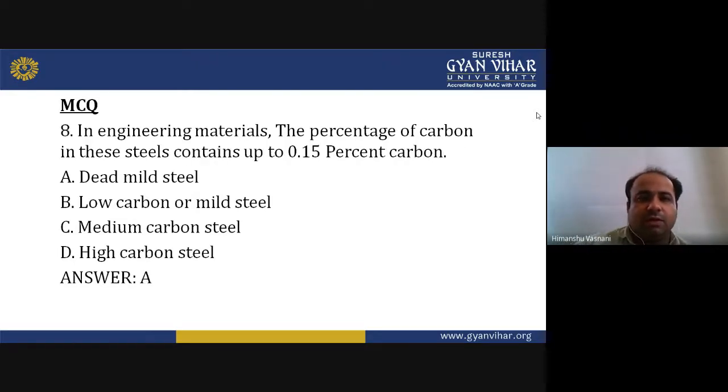Now the percentage of carbon in these steels contains up to 0.15% carbon. So what do we call this material? We call this dead mild steel.